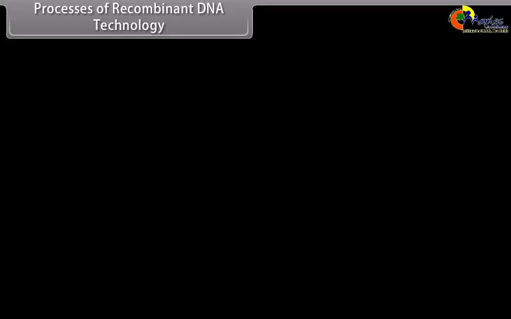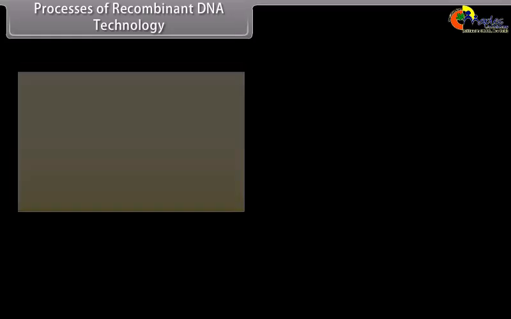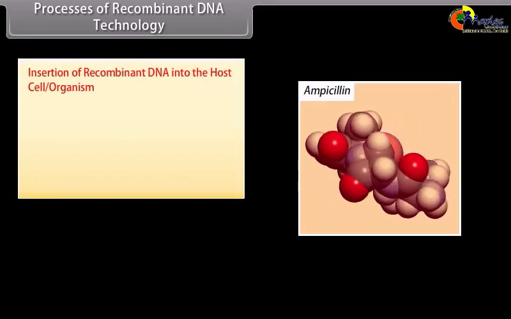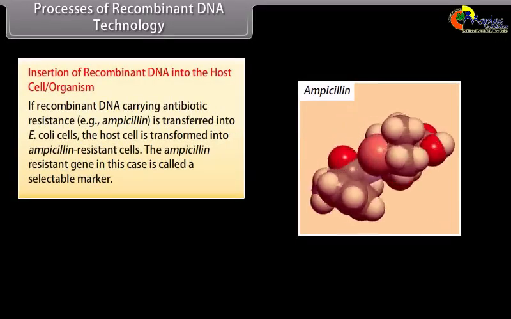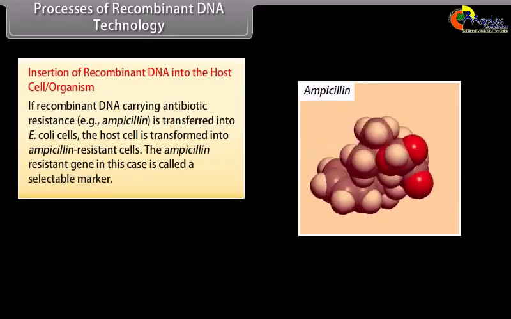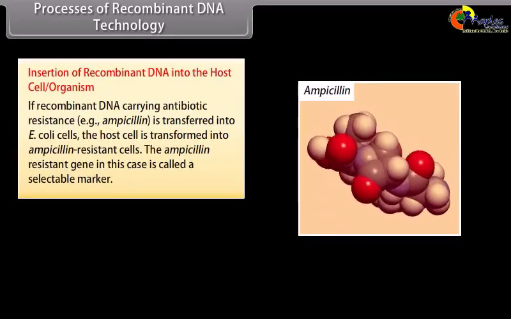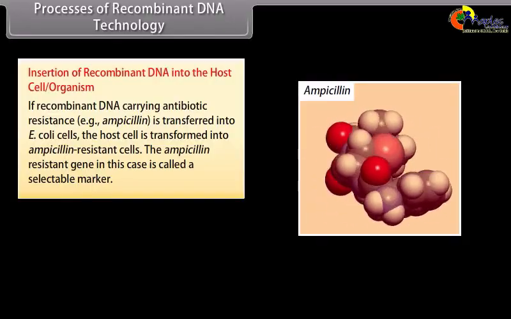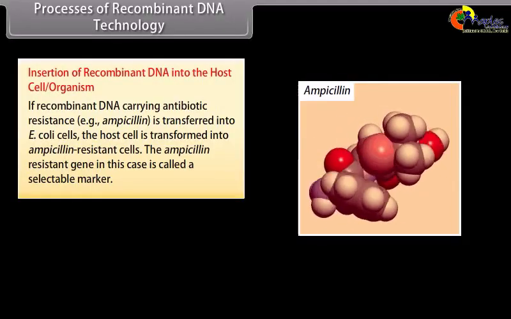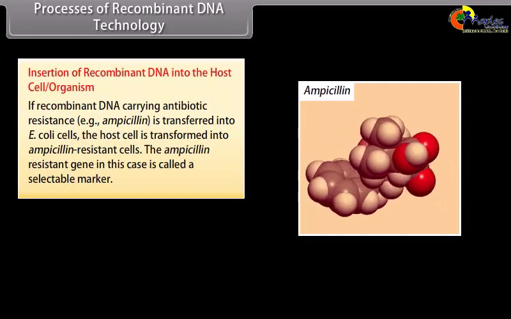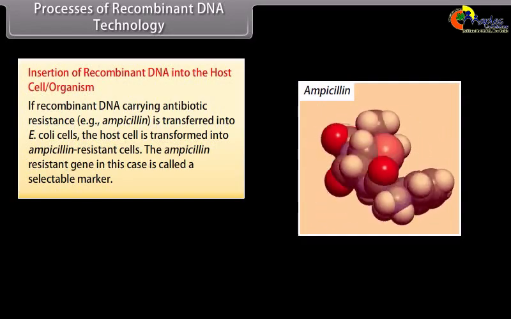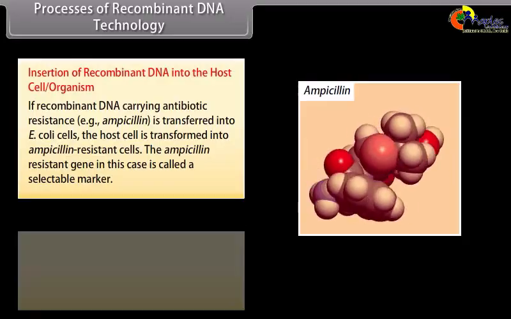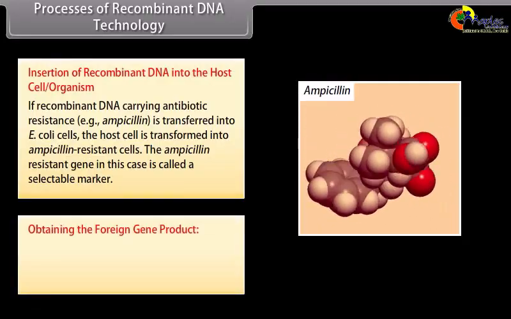Processes of recombinant DNA technology. Insertion of recombinant DNA into the host cell organism. If recombinant DNA carrying antibiotic resistance, that is, ampicillin, is transferred into E. coli cells, the host cell is transformed into ampicillin-resistant cells. The ampicillin-resistant gene in this case is called a selectable marker. Obtaining the foreign gene product.